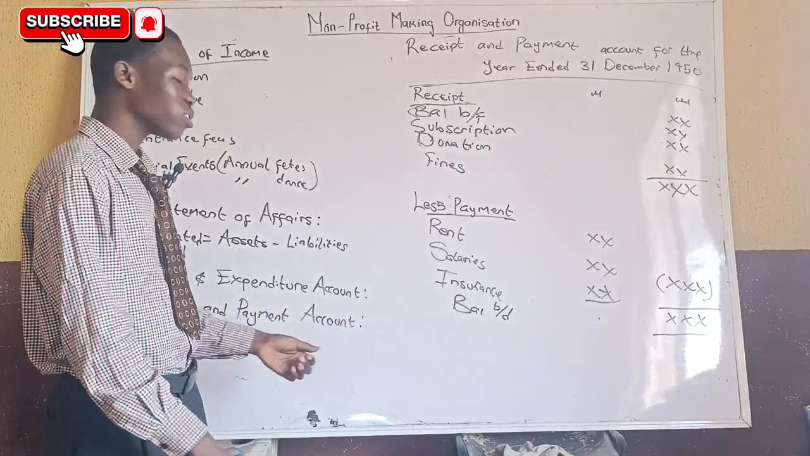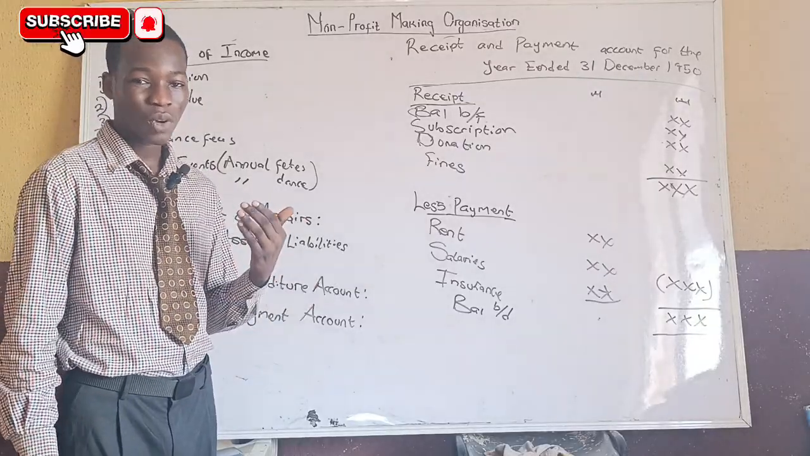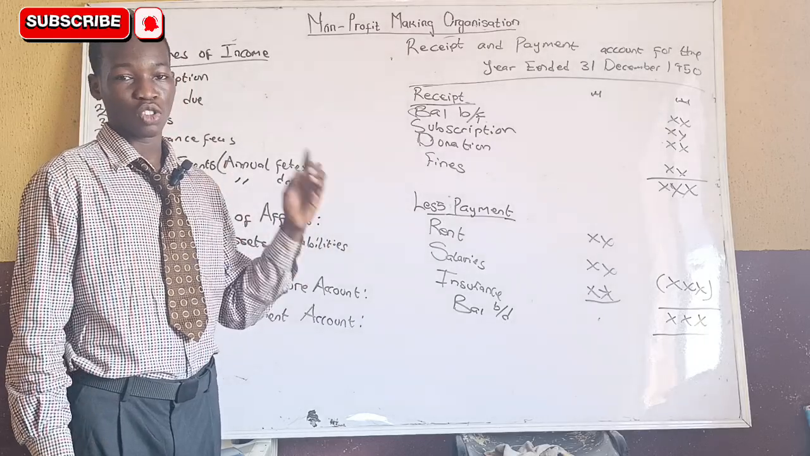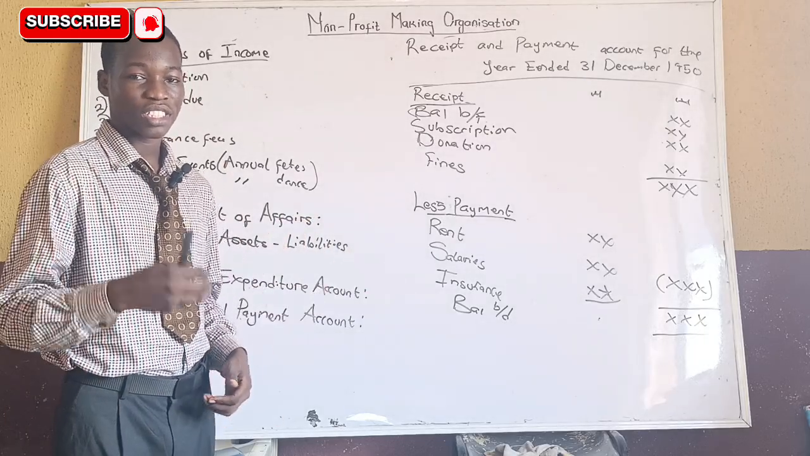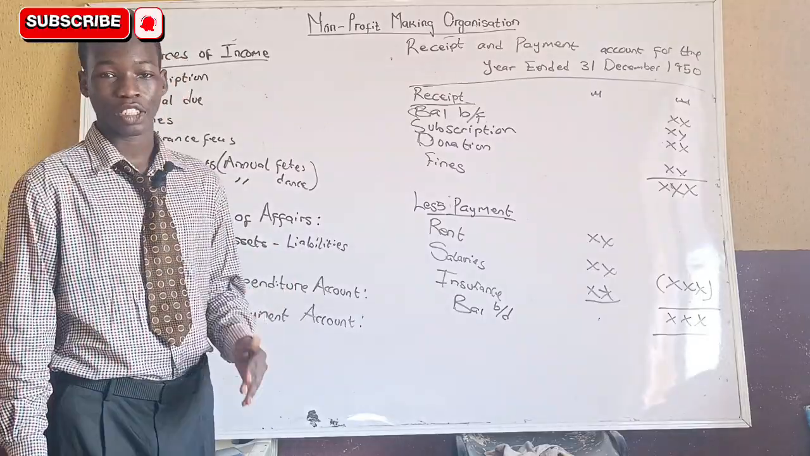Now the receipt and payment account is on cash basis. So when you receive cash, that's when you are going to record it. And when you make payment, that's when you are going to record it. So it's not on account basis but on cash basis.